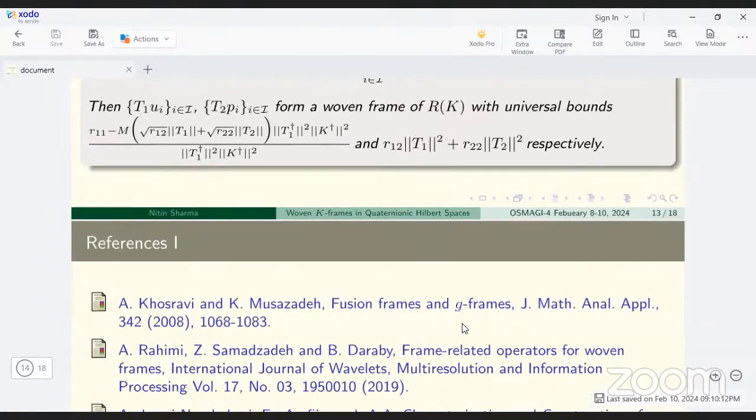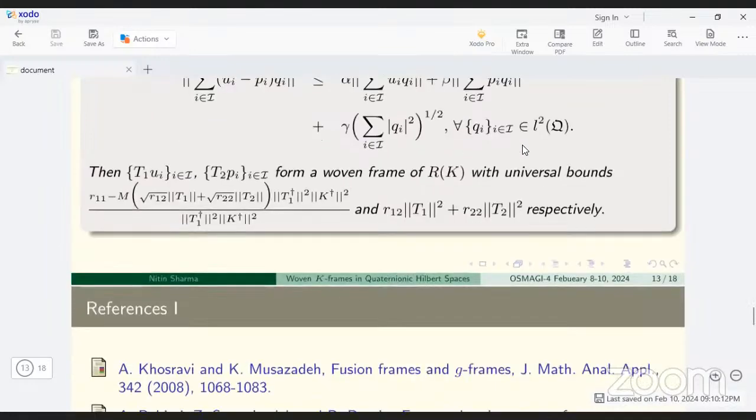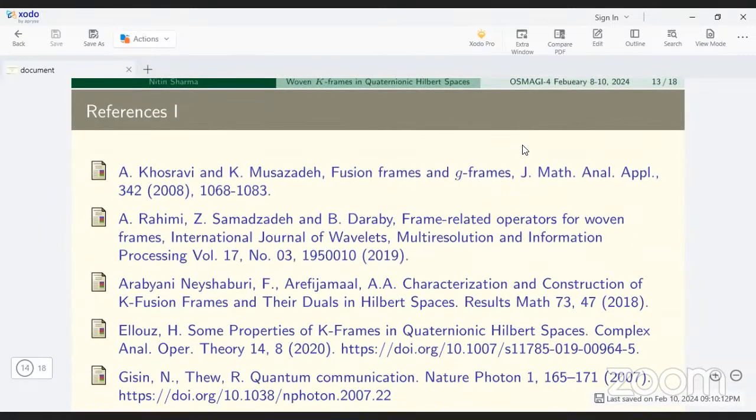And these Bowen K-frames will form a K-frame also, as we have talked about earlier in the result: every Bowen frame forms a Bowen K-frame under any bounded linear operator K. And these are some selected references.